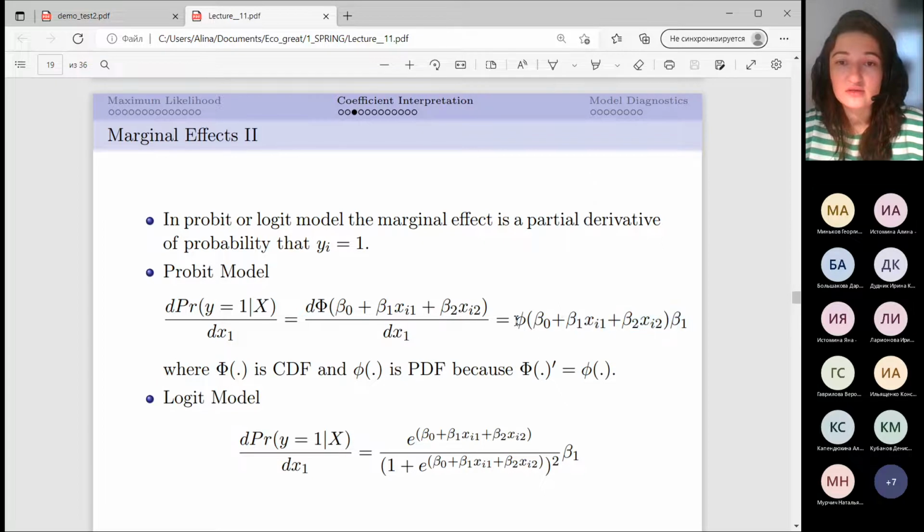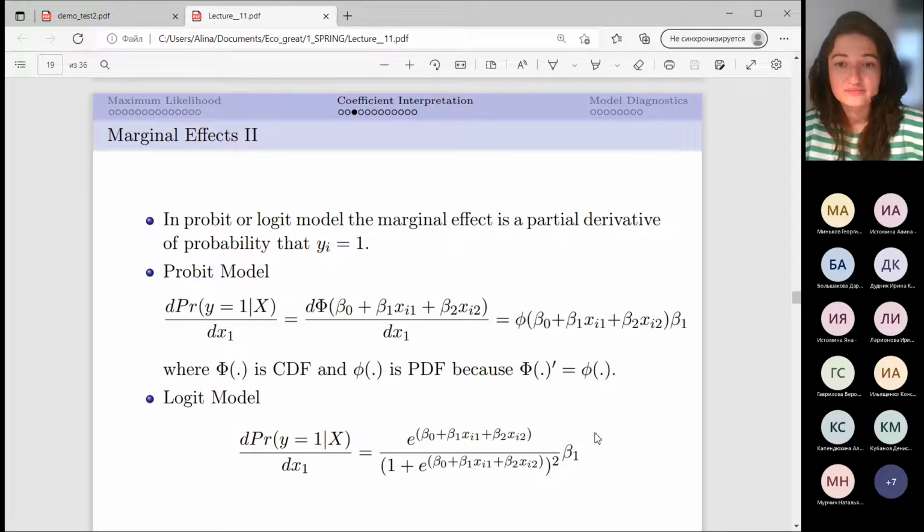Because this term is always positive. This is the probability density function. This term is always positive. Because of this, the sign of this expression is determined by the sign of beta 1. Okay. And also you can say the same after you take the partial derivative of the logit model. So again, you see this expression times beta 1.